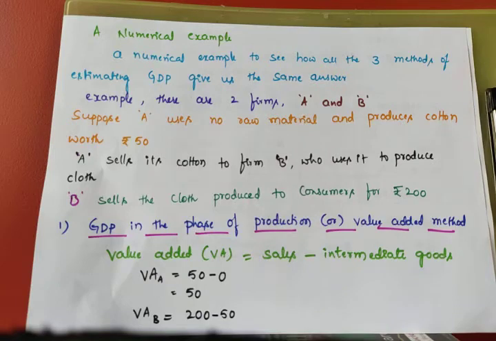Hello dear students, up to yesterday's class we discussed methods to calculate national income. Under that we discussed the product method, expenditure method, and income method. The product method is also called the value added method. Under the product method we calculate the aggregate value of all final goods and services produced in a country during a year.